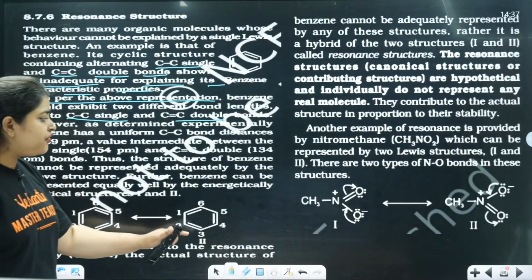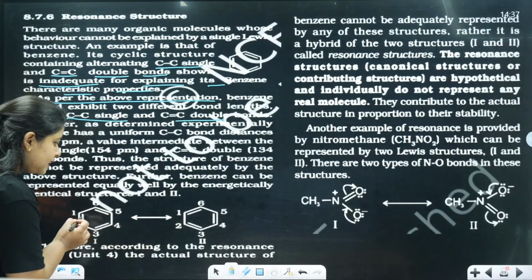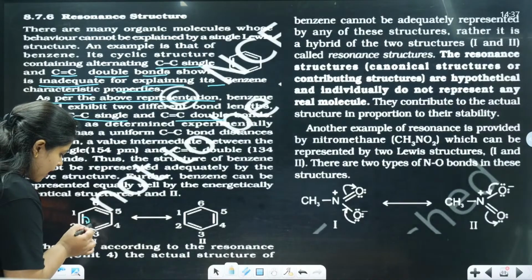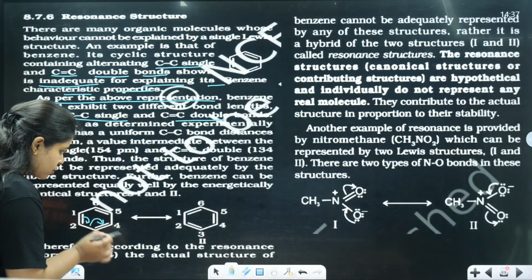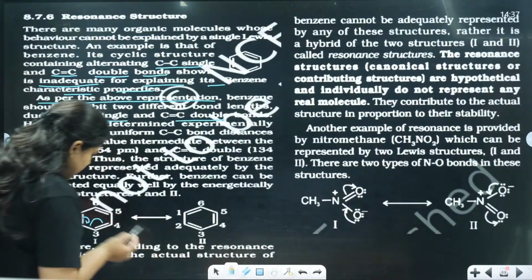But the bonds are actually in different positions. Means this has been shifted to here, then afterwards to here.